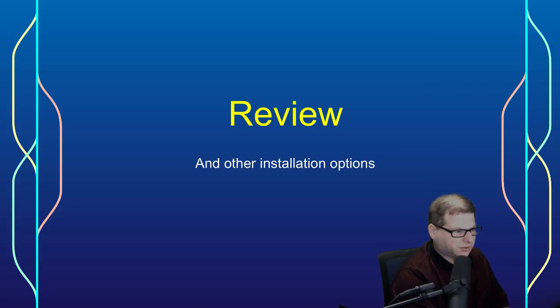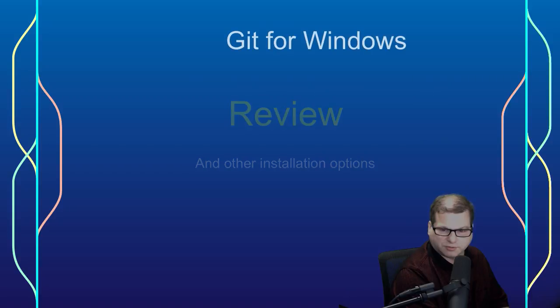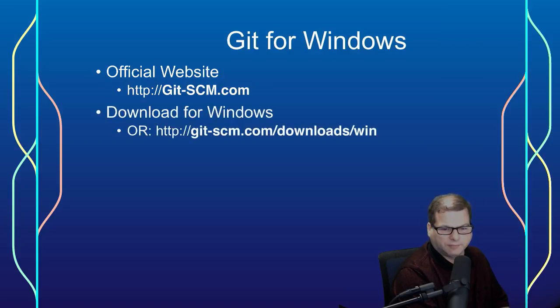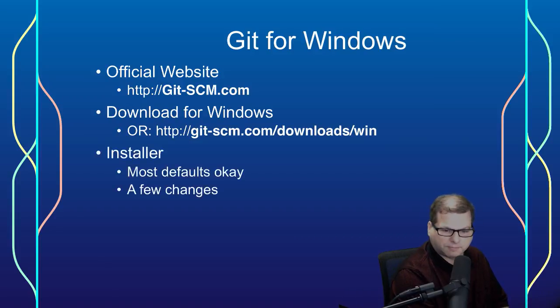All right, let's review what we have so far. We did Git for Windows. We went to the official git-scm.com website, and we downloaded Git for Windows for our system, which should have been given to us automatically with the download button. We ran the installer. Of course, most defaults will be okay, but we did make a few changes, which I noted through the installation process. Of course, some of these things are going to be personal choices.